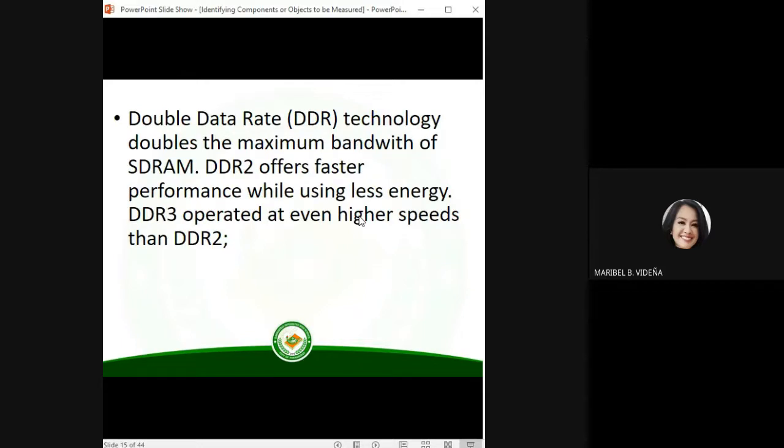Double data rate, or DDR, technology doubles the maximum bandwidth of SDRAM. DDR2 offers faster performance while using less energy. DDR3 operates at even higher speed than DDR2. However, none of these DDR technologies are backward or forward compatible.